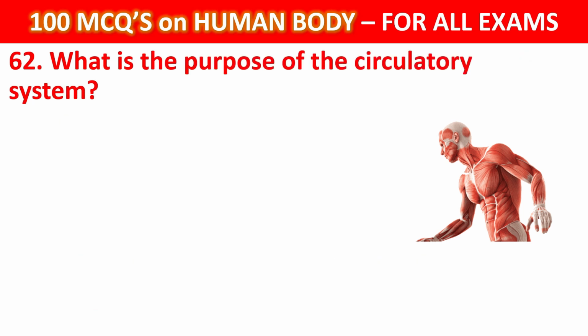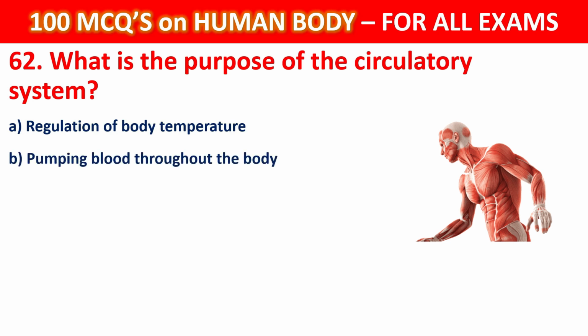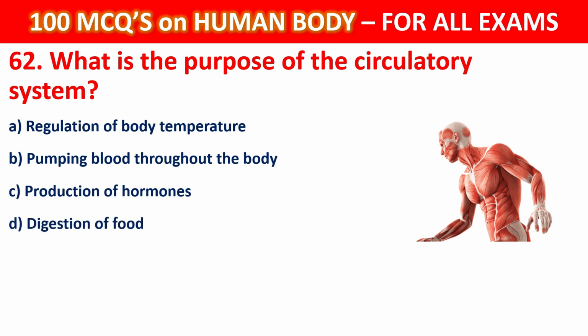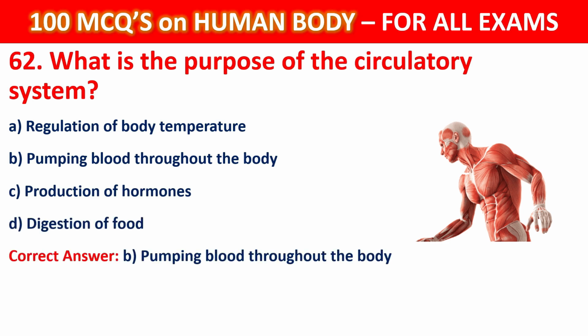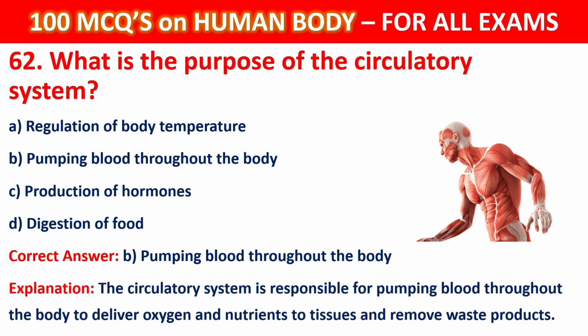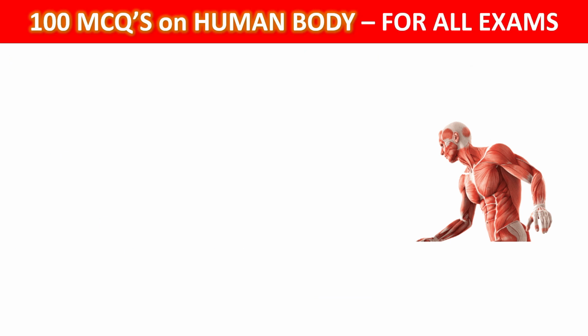What is the purpose of the circulatory system? Your options are regulation of body temperature, pumping blood throughout the body, production of hormones, or digestion of food. The correct answer is B, that is pumping blood throughout the body. The circulatory system is responsible for pumping blood throughout the body to deliver oxygen and nutrients to tissues and remove waste products.